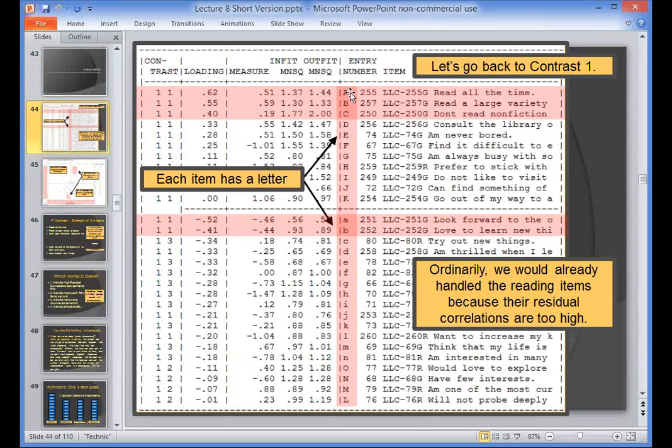I would delete one item at a time because everything is going to change as a result of deleting that item. Particularly if you have a small number of items, that could produce a big change in the scale. So I would delete one item at a time.